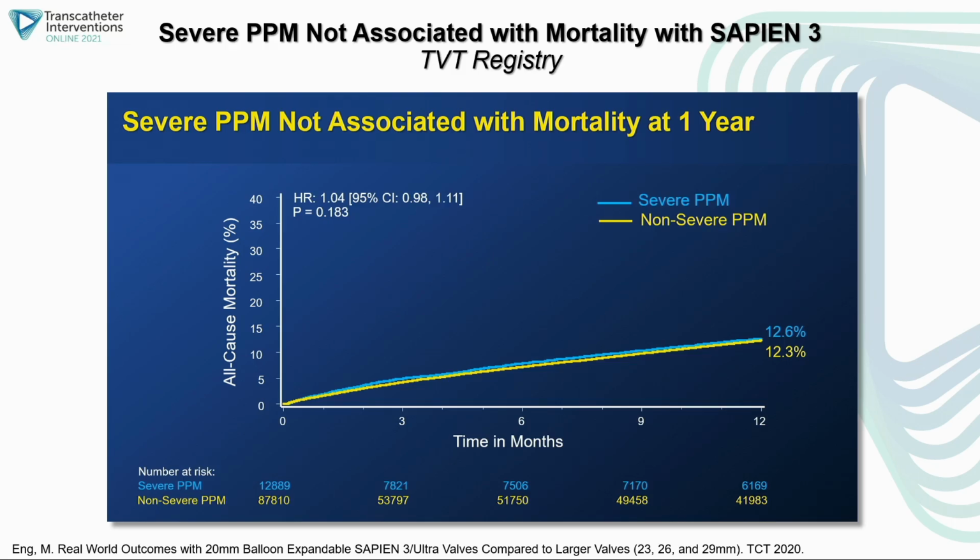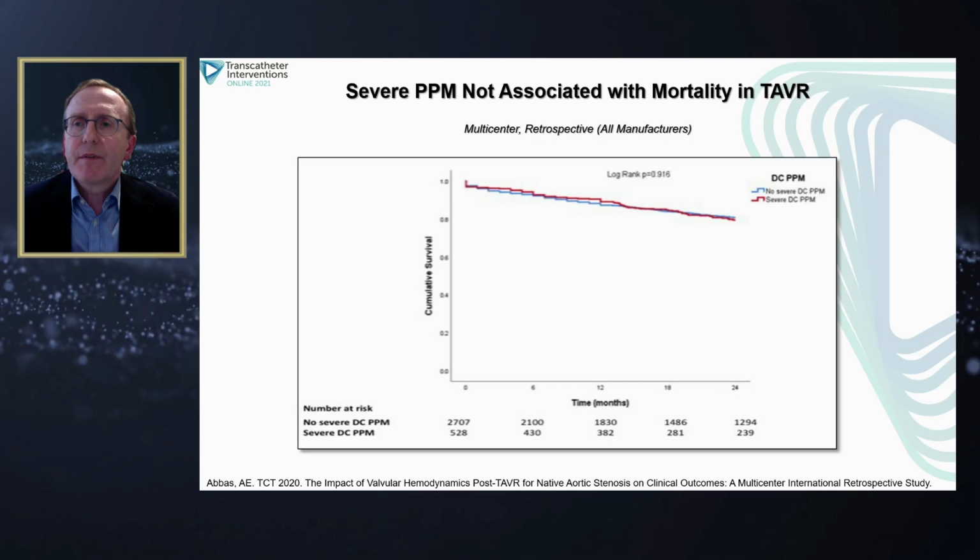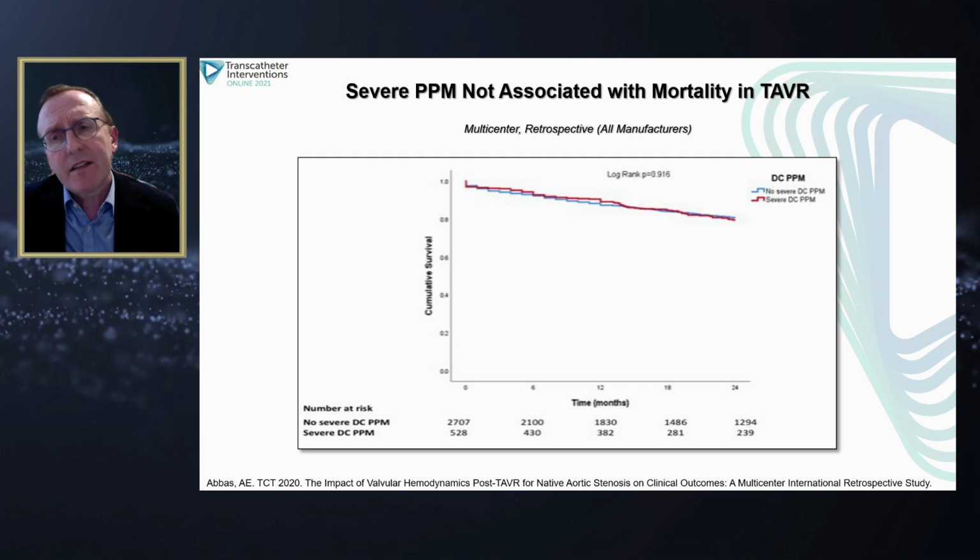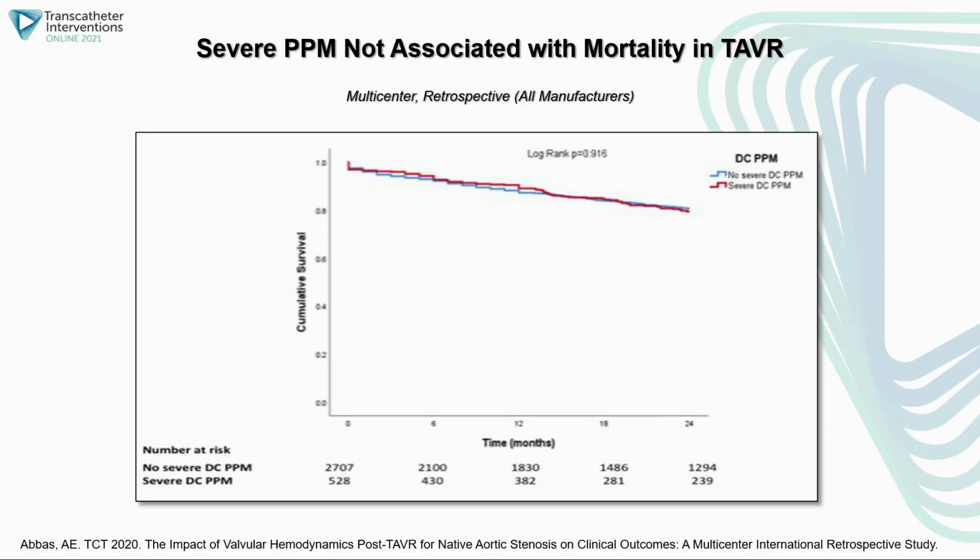A similar phenomenon is noticed from this data. This is short-term data from the TVT registry using the SAPIEN 3 data, but again, patients who have defined severe patient prosthesis mismatch don't appear to do any worse across 12 months than patients without PPM. Now, this is data from Abbas, and this study was alluded to in the first talk. This is data using all TAVI devices, not just the SAPIEN, again looking at patients with defined severe PPM and no PPM out to 24 months, and there is no difference in cumulative survival in this TAVI study.